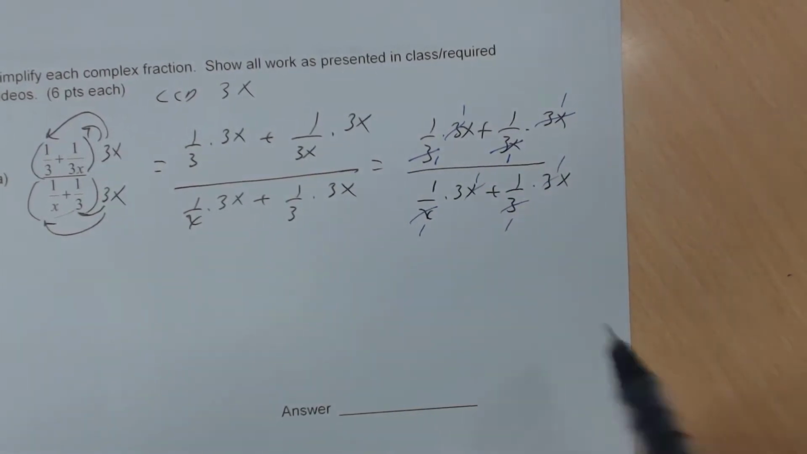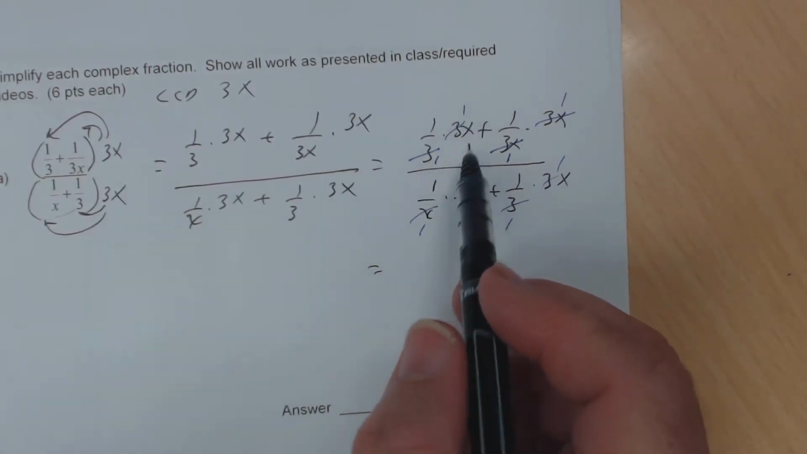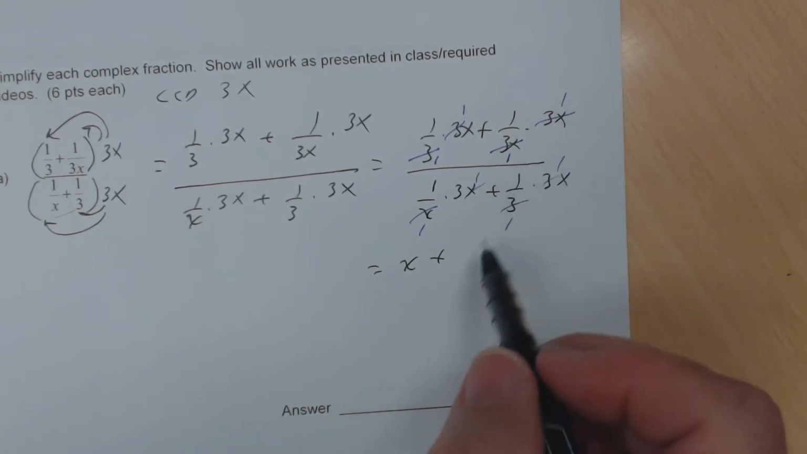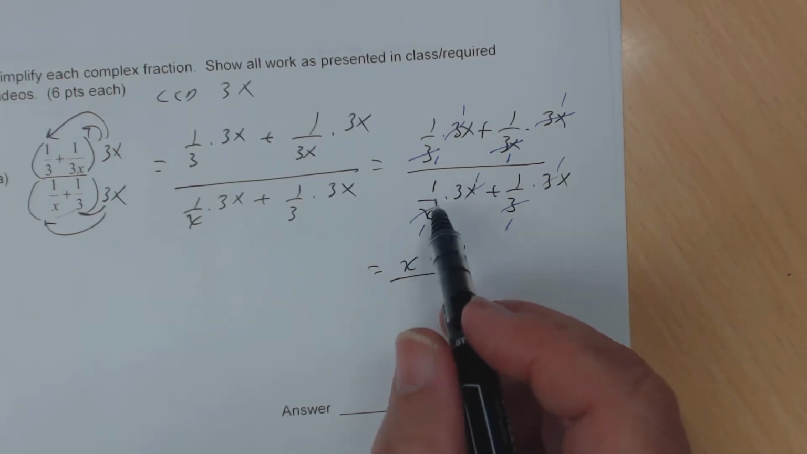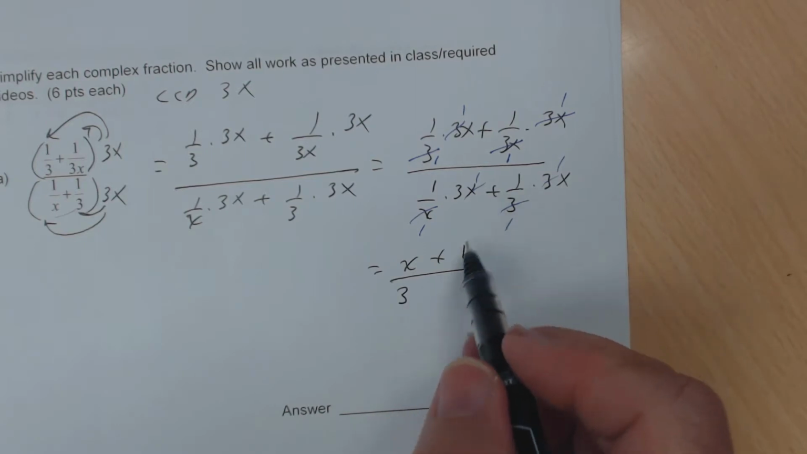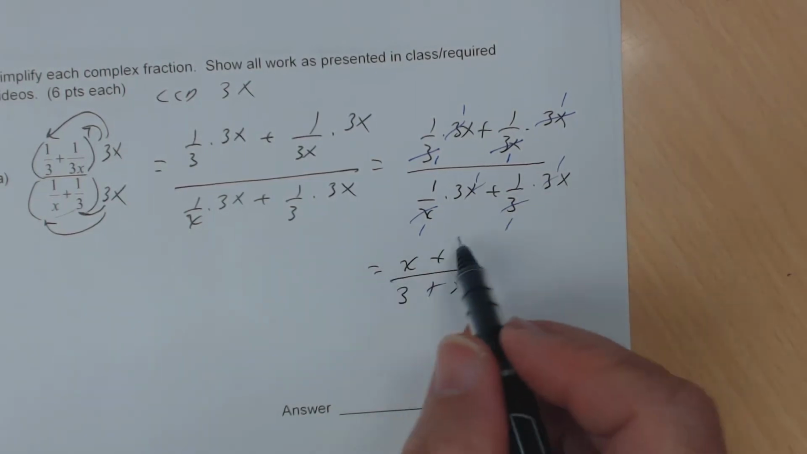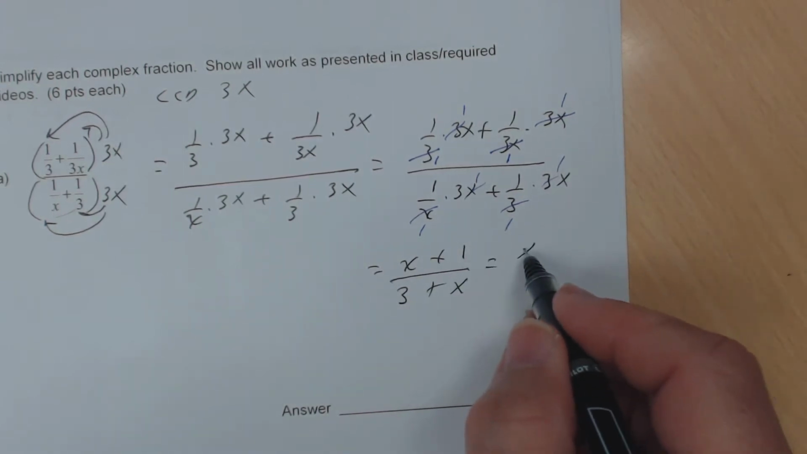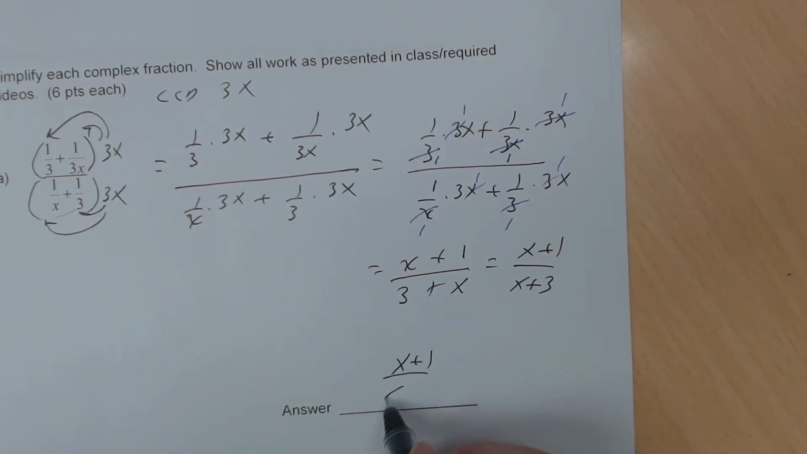And so now what you get is this. You get 1 times x is x plus 1 times 1 is 1. So there's your numerator. The denominator, 1 times 3 is 3 plus 1 times x is x. So this is your answer. You can say x plus 1 over 3 plus x, or you can say x plus 1 over x plus 3. X plus 1 divided by x plus 3.